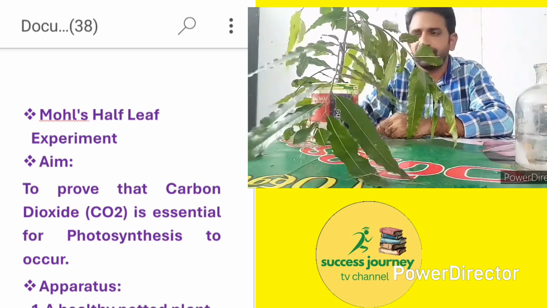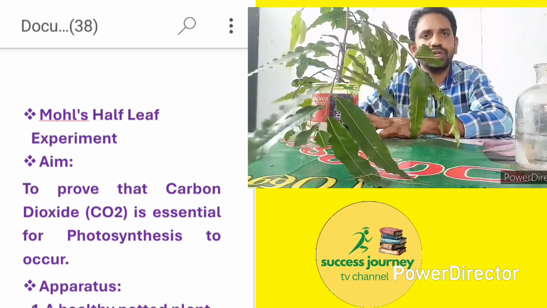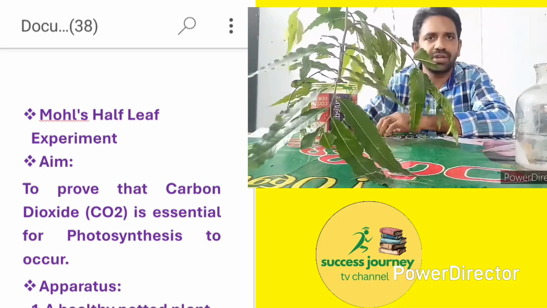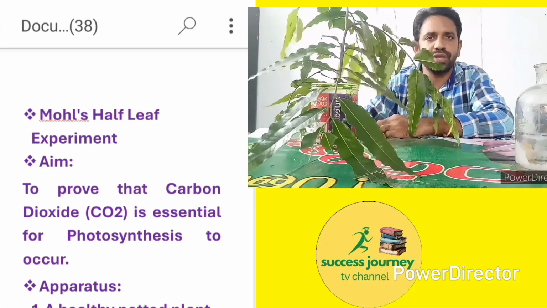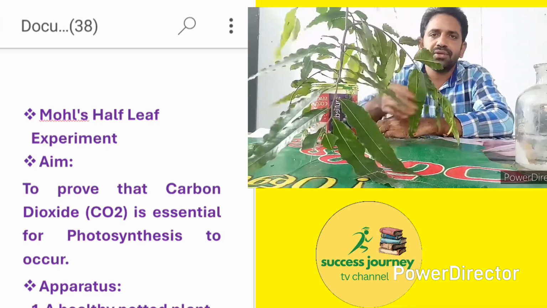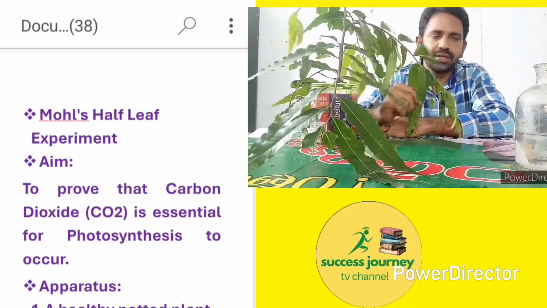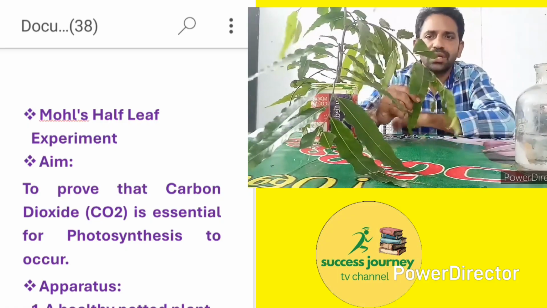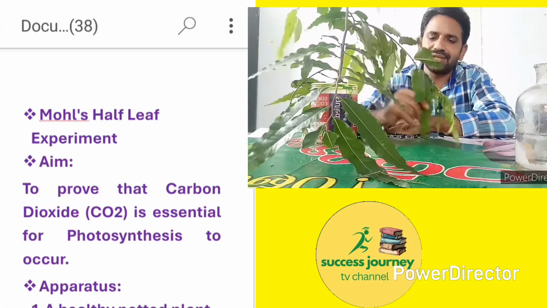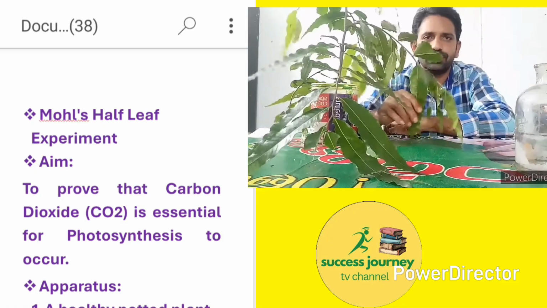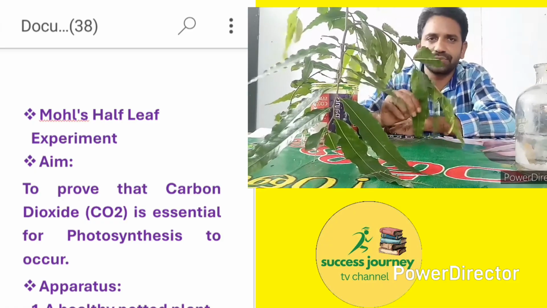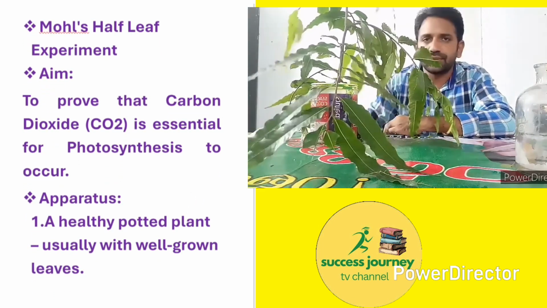Carbon dioxide is a very important factor for photosynthesis. If carbon dioxide is available to plants, the photosynthesis process will take place and starch is synthesized. If carbon dioxide is not available, the plants do not synthesize starch. So we prove this with Moll's half-leaf experiment, using the procedure given below.